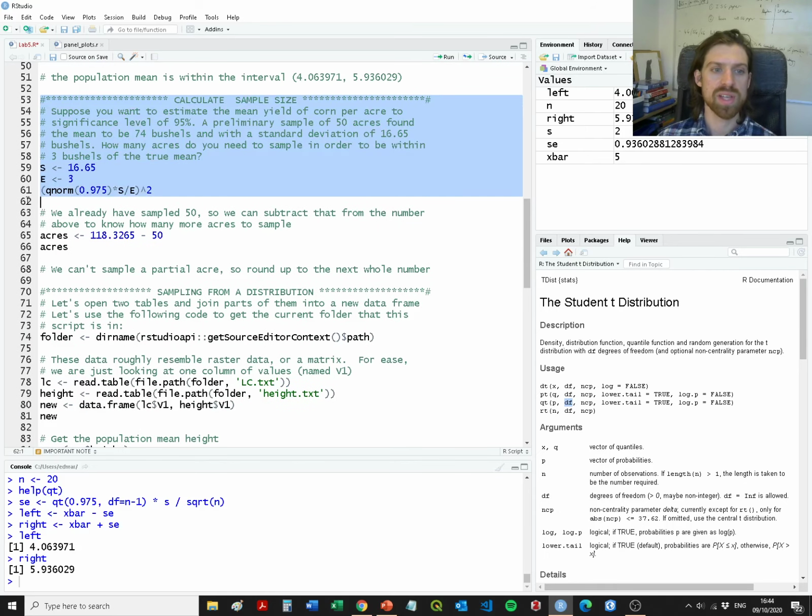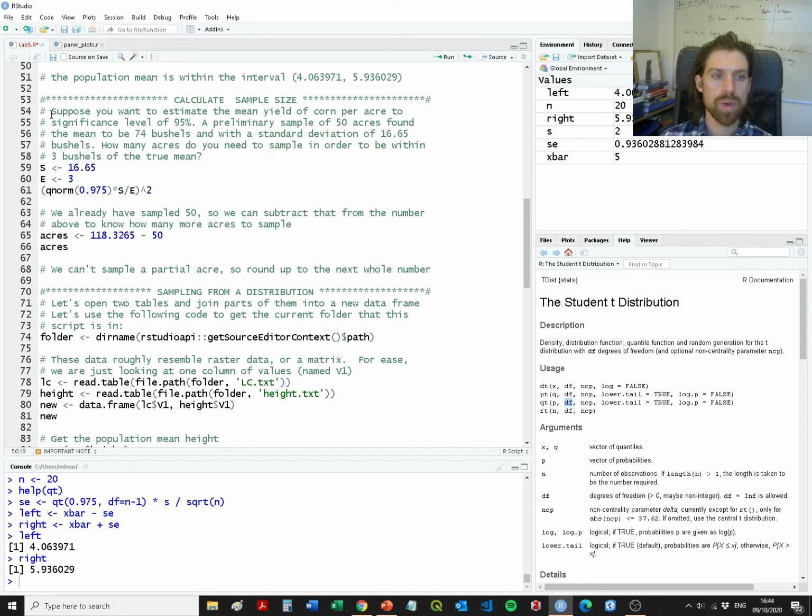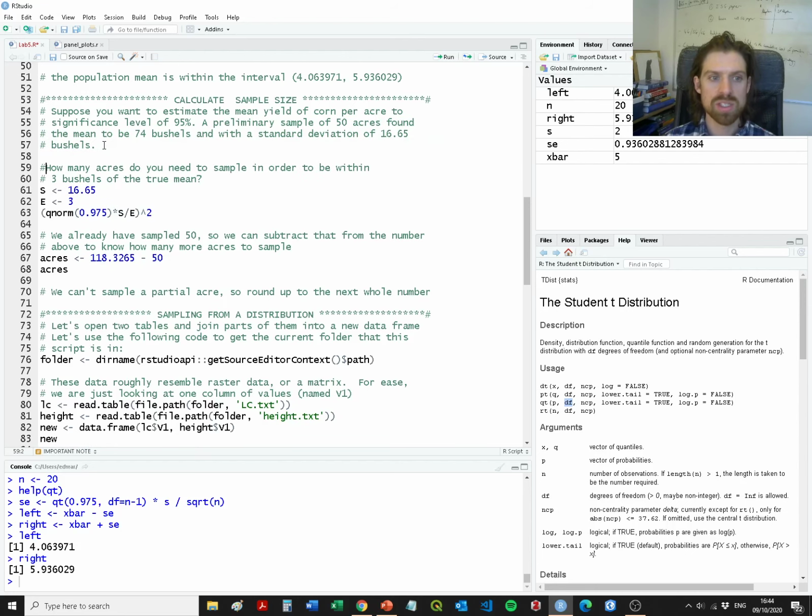So let's calculate the sample size, and you'll remember that in the lecture we did this in the final part of the session. So suppose that you want to estimate the mean yield of corn per acre to a 95% significance level. A preliminary sample, so obviously this is the same question that we covered in the lecture, a preliminary sample of 50 acres found the mean to be 74 bushels with a standard deviation of 16.65 bushels. So the question is, well, how many acres do you need to sample to be within 3 bushels of the true mean?